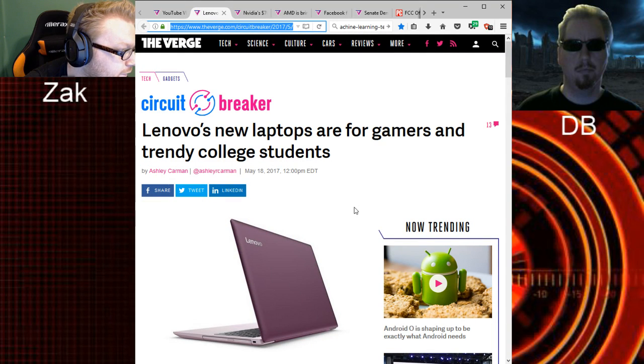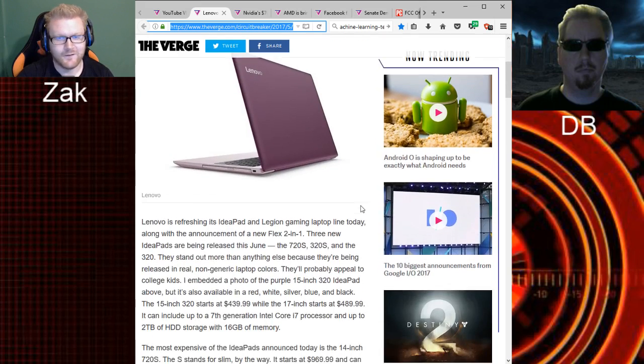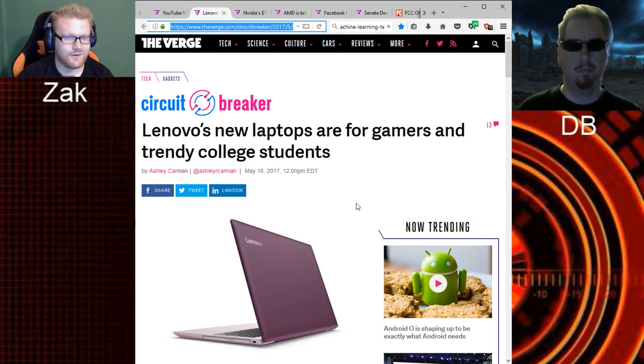Let's see if I actually have that article. Yes, I do. Lenovo's new laptops are for gamers and trendy college students. Okay, so when I first started reading this, I started calling BS immediately. Because they're like, oh, look at our new laptop. It has an Intel i7 with an onboard graphics card, iGPU, and they're only like $400. I'm like, no, not gamers. But this is, I read the title wrong, for gamers and trendy college students.